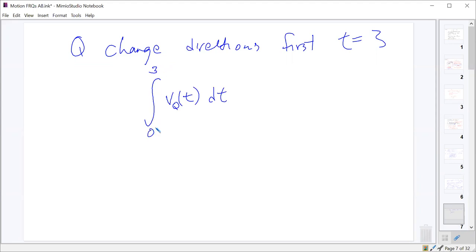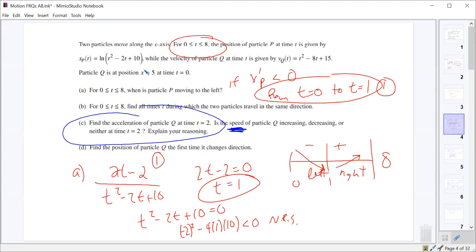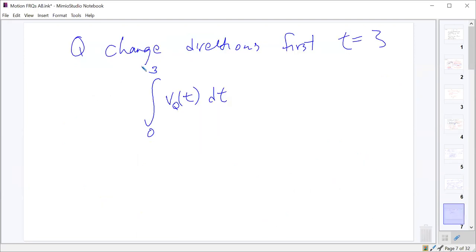I think they told us a position at t equals 0. Right, at t equals 0, particle Q is at position of 5. So the integral itself gives us the displacement. We need to also add in the initial condition. So where it started plus the displacement should equal the final position. Does that make sense to everybody?